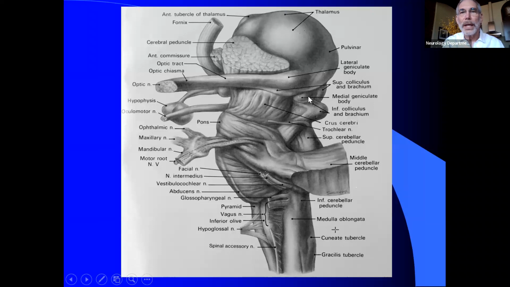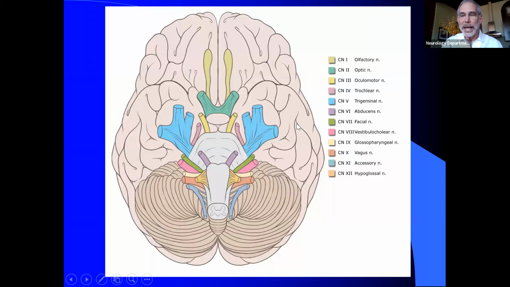Okay, here we have the colliculi, and notice how closely related we are to the medial geniculate and the lateral geniculate, diencephalic structures for sure, that are closely related to the superior and inferior colliculi. All right, and the emerging 4th cranial nerve coming off the back. And in color, the same thing.